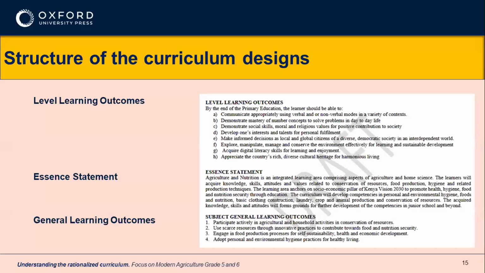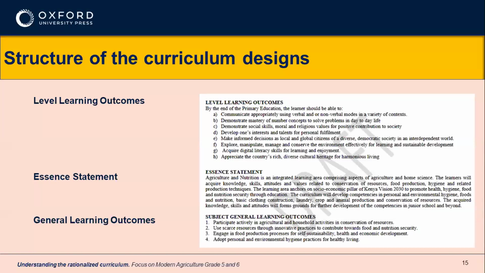Then, of course, we have different learning outcomes. Outcomes are what we formerly used to call objectives. The learning outcomes are divided into various groups. As you understand, the CBC curriculum has levels, where we have the lower primary level, the upper primary level, the junior school level, and actually the senior school level.